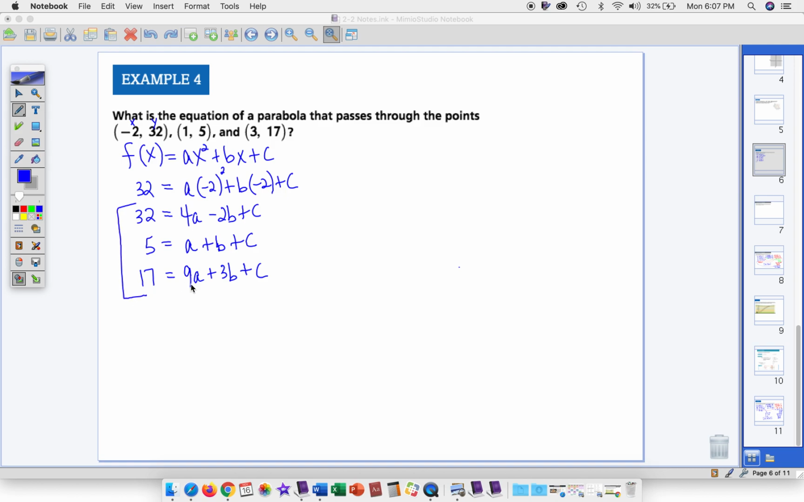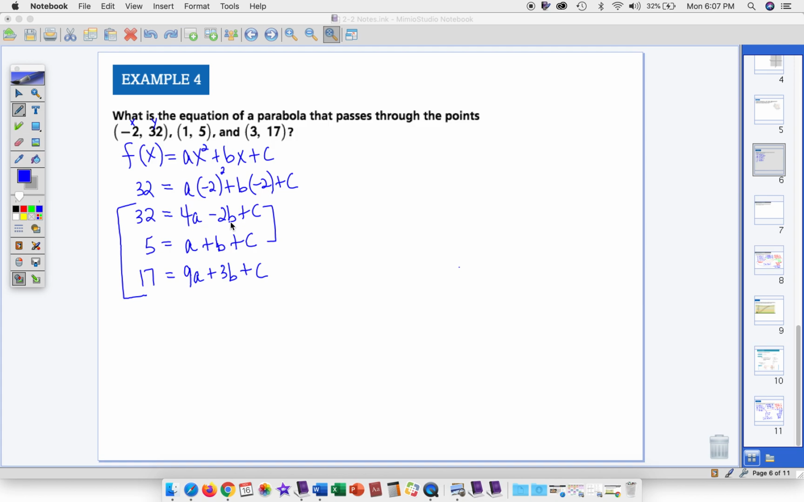So now I have a system with 3 different variables. Let me show you what we're going to do here. We're going to work with 2 at a time. I'm going to start with the first and second equation. And what I want to do is eliminate one variable. And I think the easiest one here to eliminate will be b.